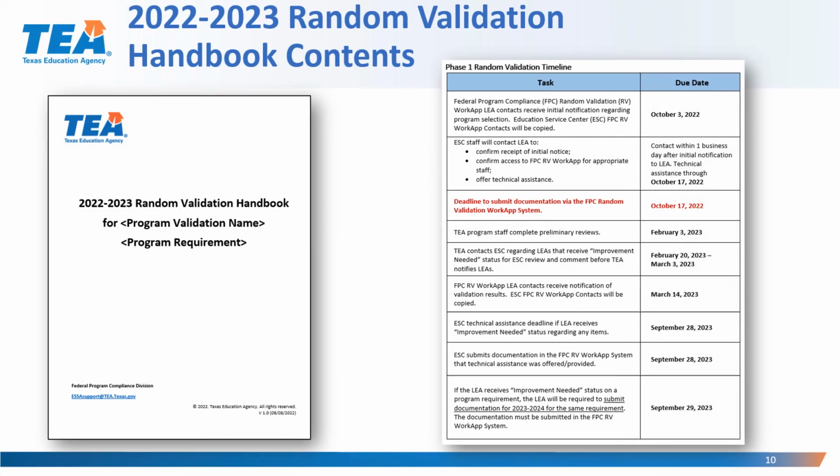The final page of the handbook contains the Phase 1 random validation timeline. This is for the LEA's reference so that they could see all the dates that are associated with the Phase 1 random validation process.